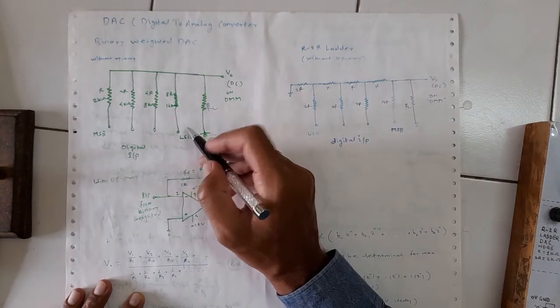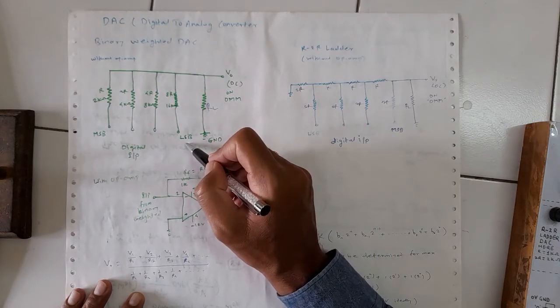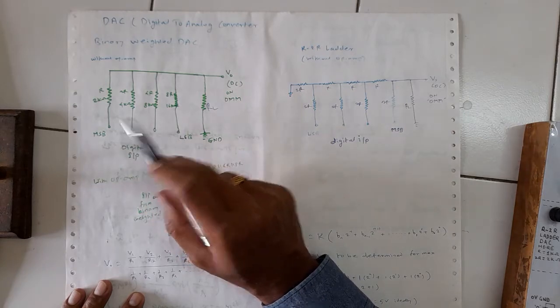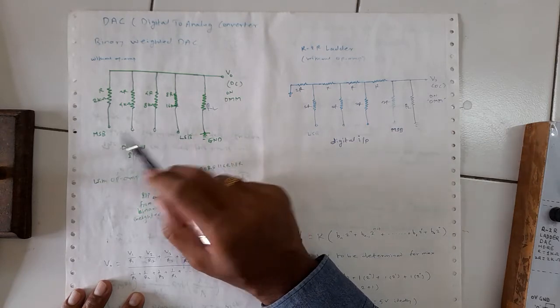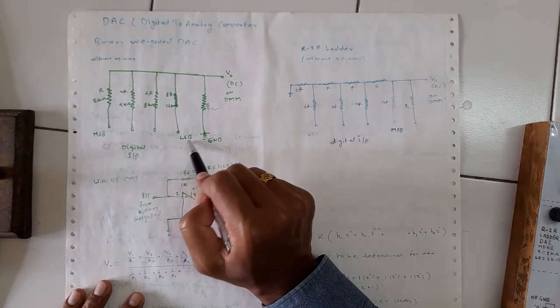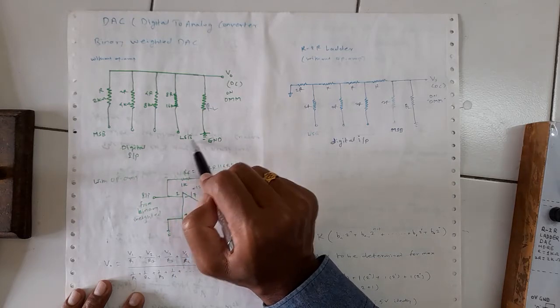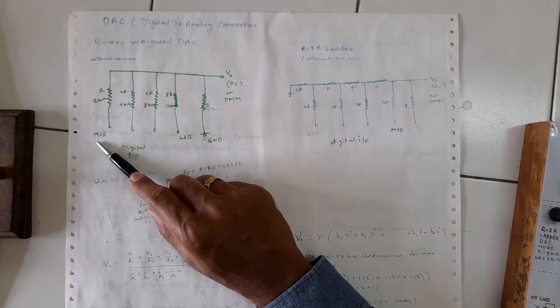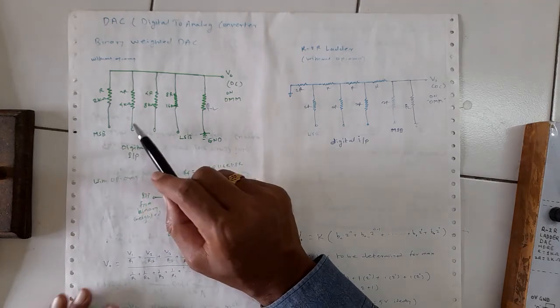Now when we are considering assigning the weight to one particular bit, let us consider the weight assigned to the LSB. Suppose here there are 4 bits, 1 2 3 4. So from LSB to MSB, that is least significant bit to most significant bit. This is what we already know about it.